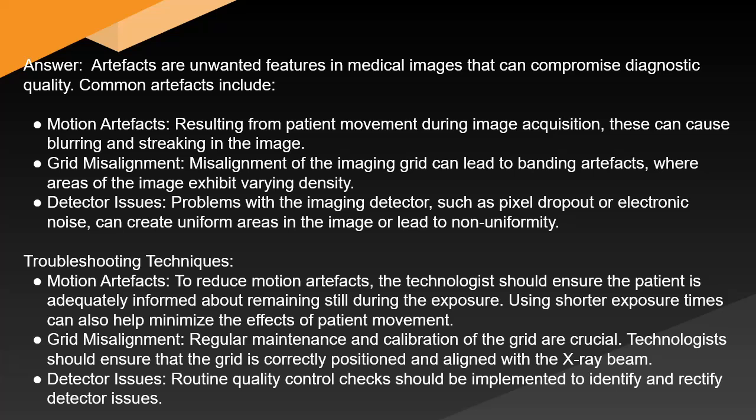Troubleshooting techniques. Motion artifacts. To reduce motion artifacts, the technologist should ensure the patient is adequately informed about remaining still during the exposure. Using shorter exposure times can also help minimize the effects of patient movement. Grid misalignment. Regular maintenance and calibration of the grid are crucial. Technologists should ensure that the grid is correctly positioned and aligned with the X-ray beam. Detector issues. Routine quality control checks should be implemented to identify and rectify detector issues.